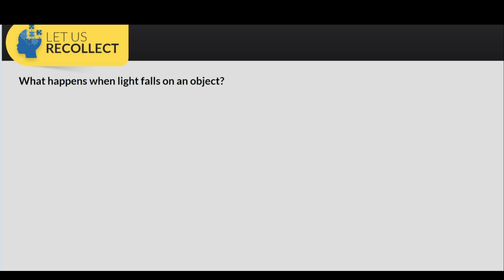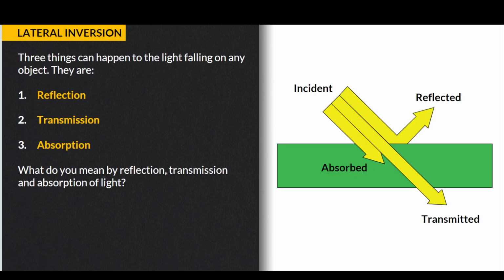So we'll check what happens when light falls on an object. Suppose this is an object, this green thingy, and this is light, the yellow one. A part of this incident light, incident means the one which is falling on any object, gets reflected. Reflecting means bouncing back. It hit the object and just bounced back.